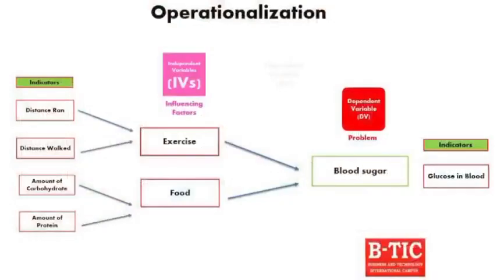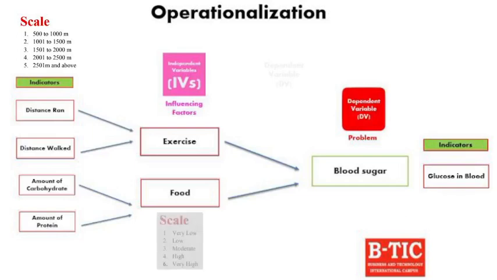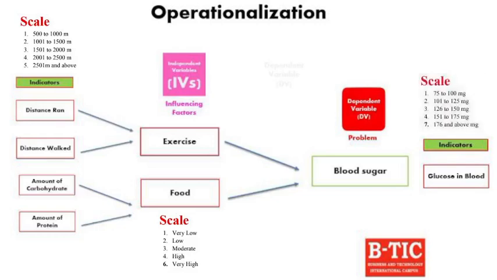After developing indicators, we have to develop some scale to measure these indicators. So to measure distance walked and distance ran, we can use the meter scale. So in this screen you can see 500 to 1000 meters, 1001 to 1500 meters and so on. And for the amount of carbohydrate consumed, you can use a scale that may be very low consumption, very high consumption on the Likert scale. And on the other side, glucose in your blood can be measured using the milligram scale, 75 to 100, 101 to 125, and so on. So we are developing scales as well.